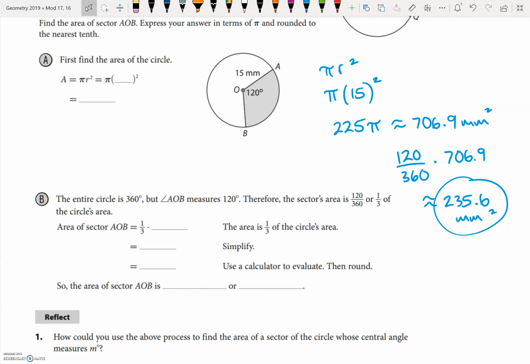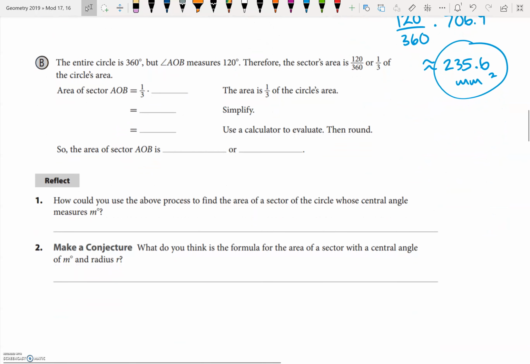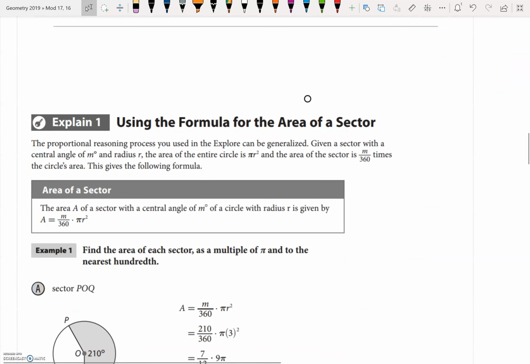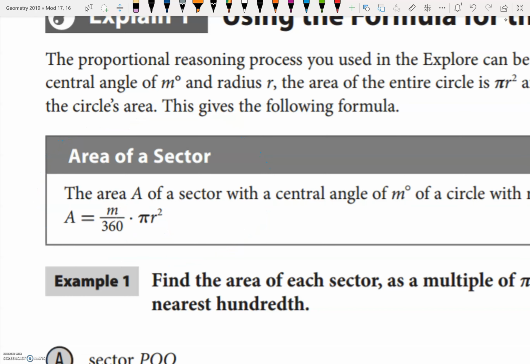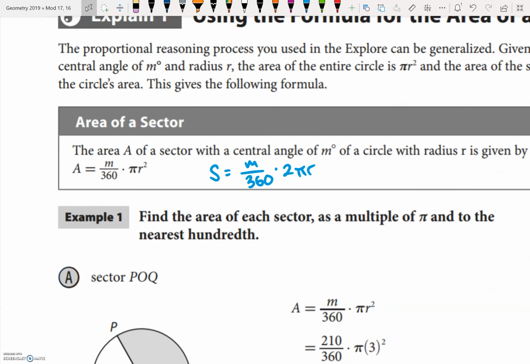So instead of talking about our degree measures over 360, we're just going to write down the formula that we're using. The area of a sector is just the area multiplied by m over 360. Just like our arc length was m over 360 times 2 pi r, the area of the sector is the same thing, the area multiplied by m over 360. And the rest of this is just going to be using that as our example.